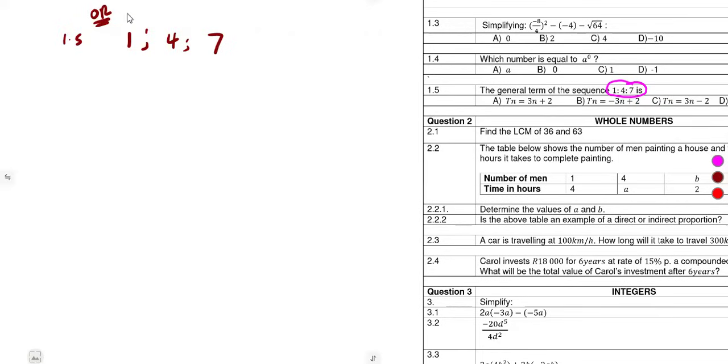The first thing that is easier to test is what? The constant difference. So start with the constant difference. Then you move on. If there is no constant difference, then it means you must get a constant ratio. So remember, your constant difference is simply the second term minus the first term. Next term minus previous term.